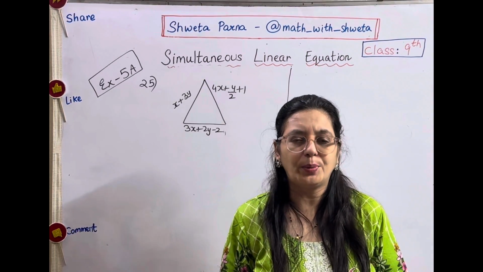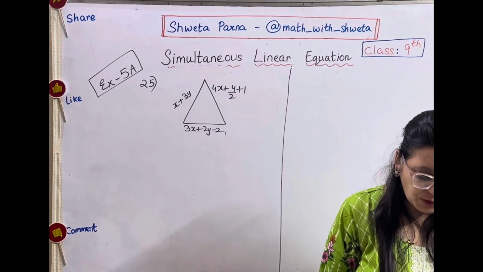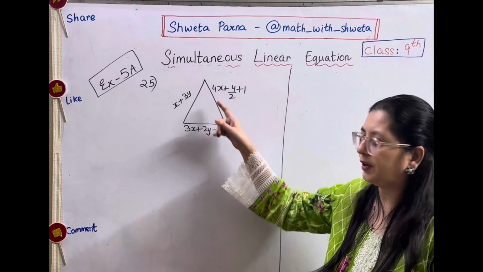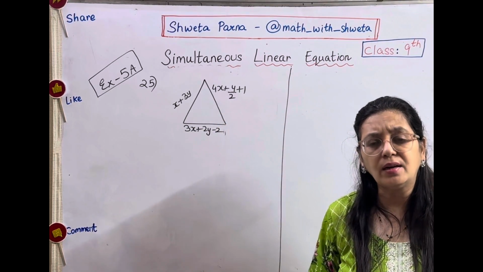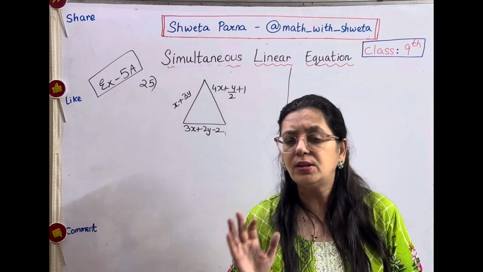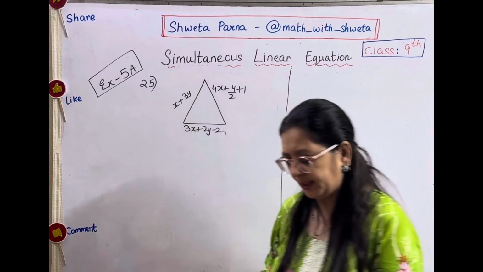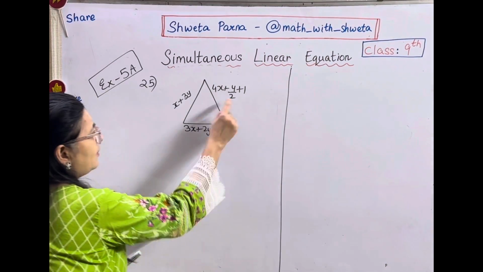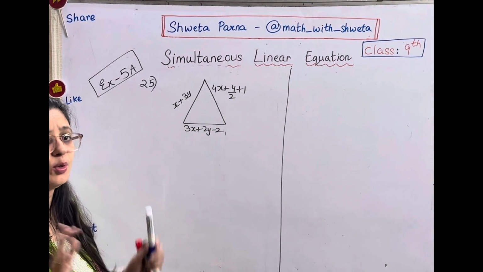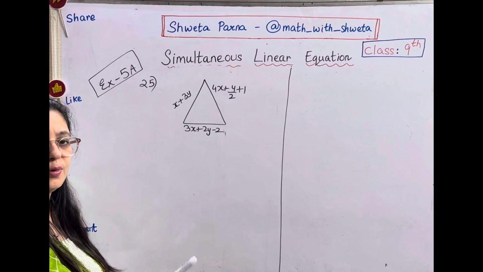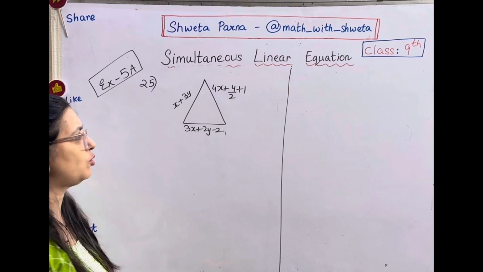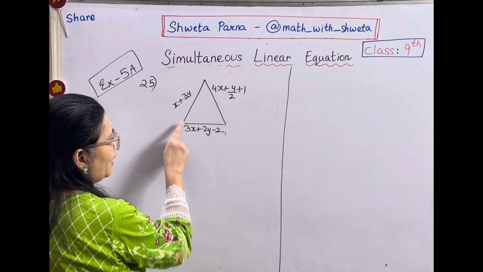Let's do question number 25, children. The sides of an equilateral triangle are given. What do you mean by equilateral triangle? Equilateral triangle means all the sides are equal. And now you have to find the length of each side. Come on, let's do it. Since these three sides are equal, we first have to find two equations. So you will take the first two expressions.